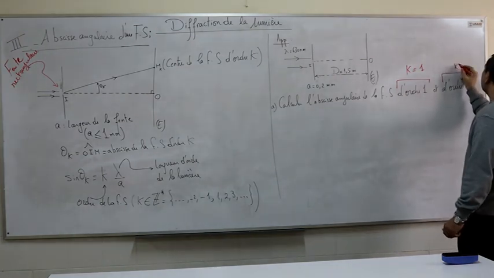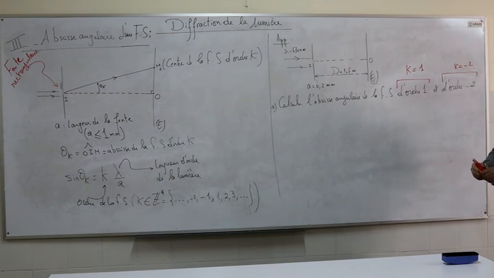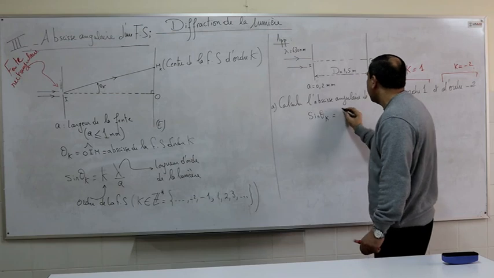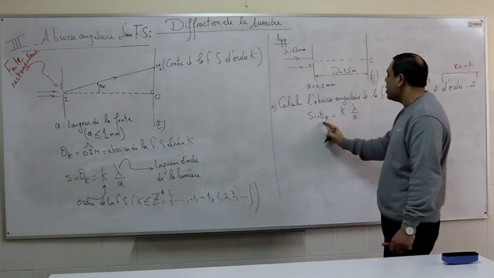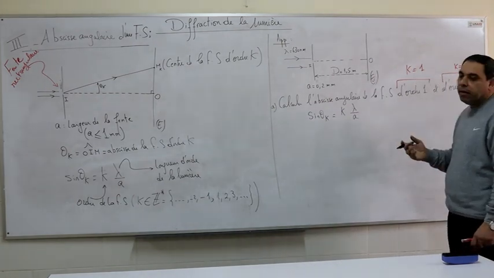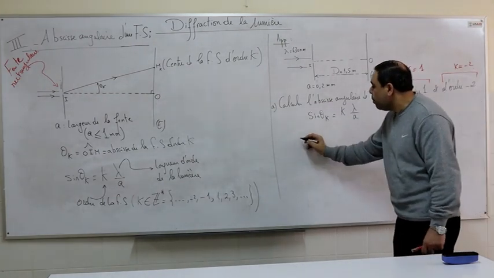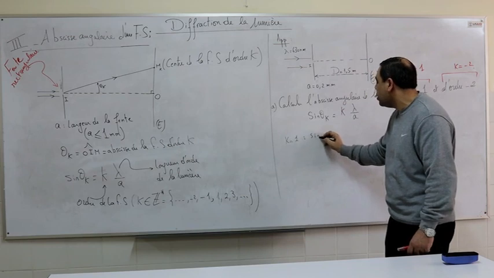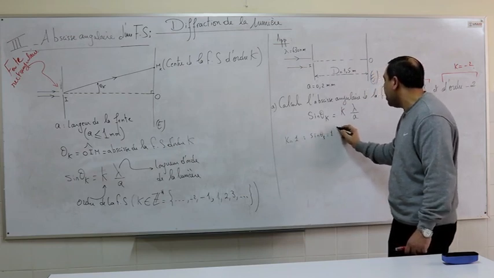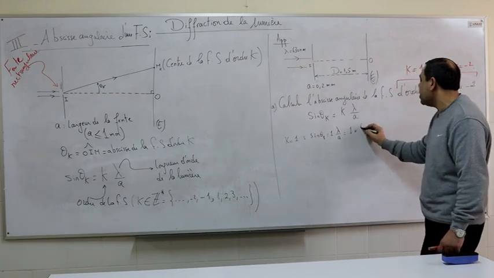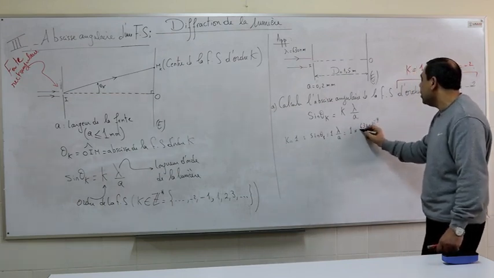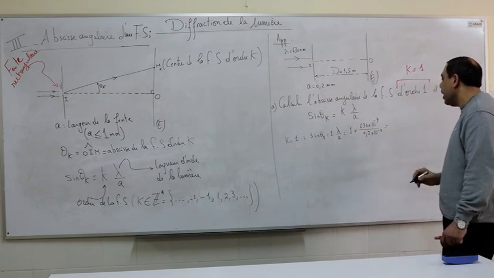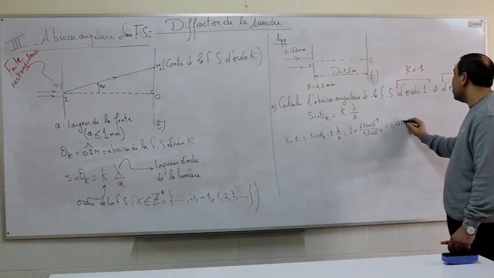Of order 1 means that k equals 1, and of order -2 means that k equals -2. Now let's use the formula. Sine theta k equals k lambda over a, where theta k is the angular abscissa of the dark fringe of order k. Now for the dark fringe of order 1, k equals 1. So sine theta 1 equals 1 lambda over a, which is 1 times 630 times 10 to the negative 9, divided by 0.2 times 10 to the negative 3, and the answer will be 0.0315.